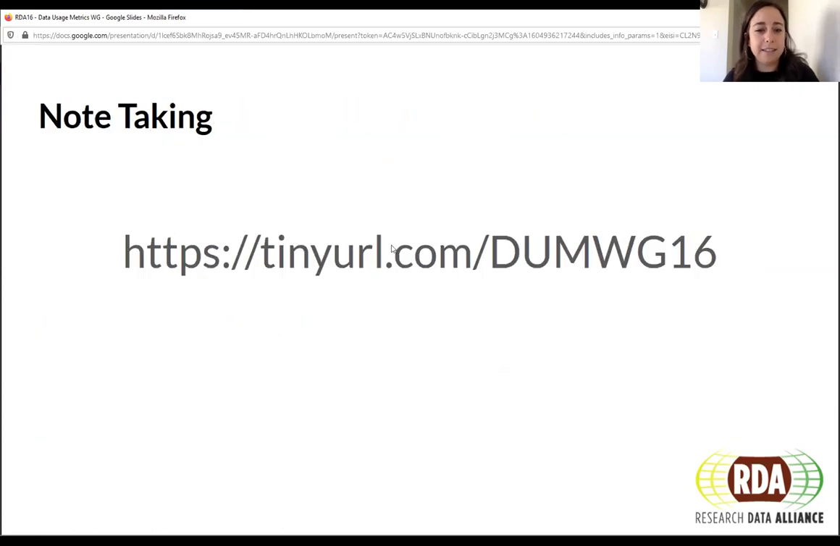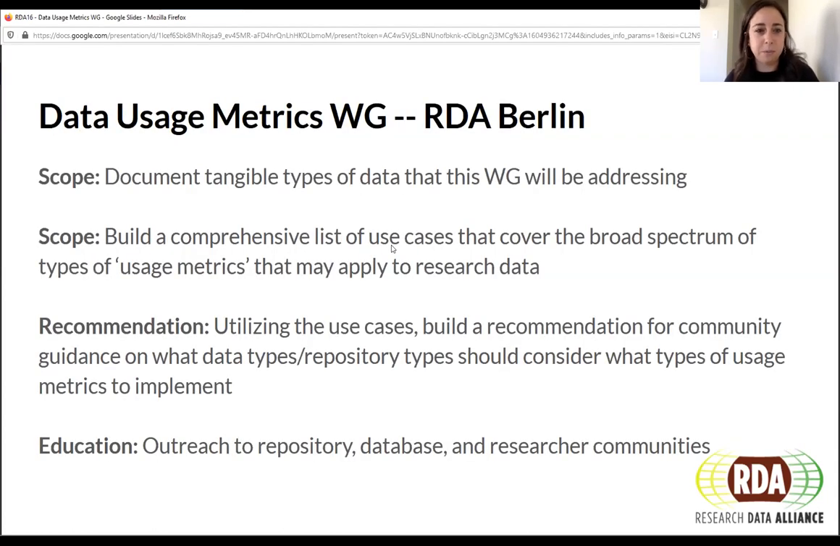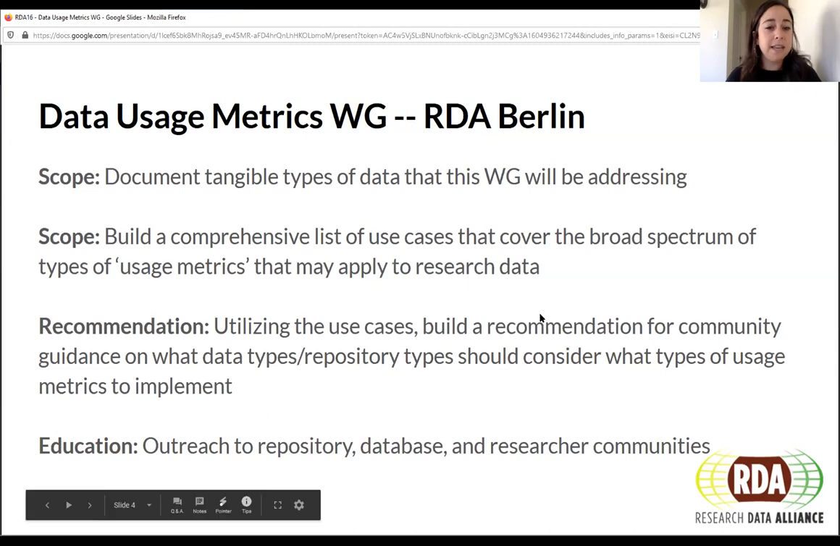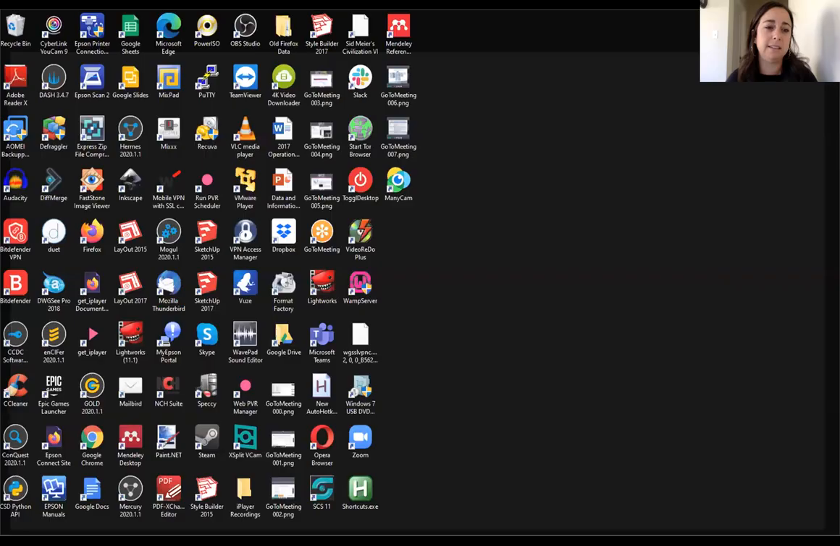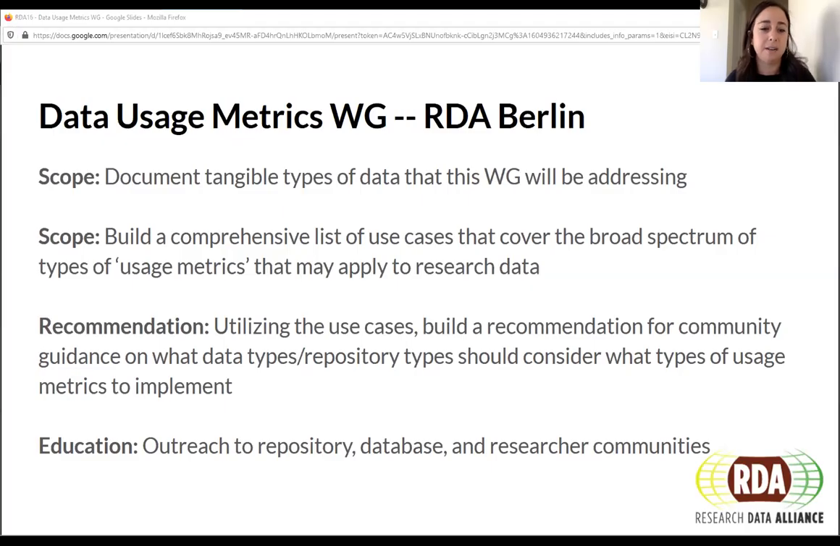So yeah, at RDA Berlin, that's when this working group had really kicked off. Our scope was that we wanted to think about different types of data and data metrics, and that we would be building a list of use cases. And then from there, building out a recommendation on what types of data require what types of usage. That is kind of where we thought we could head, but through each working group meeting, we found that the scope changed just based on what was happening in the community.